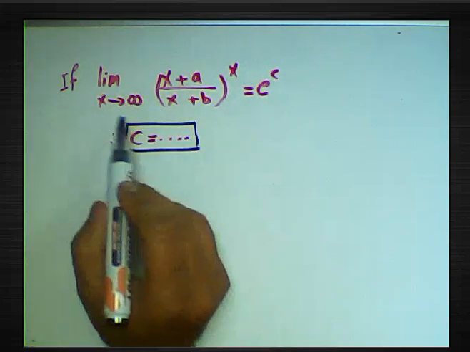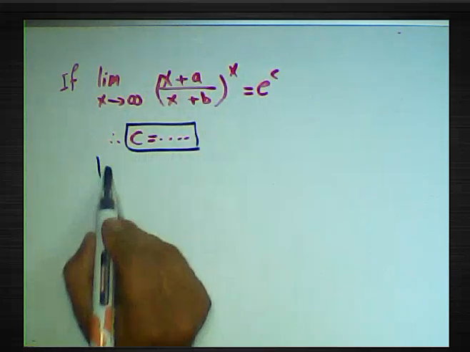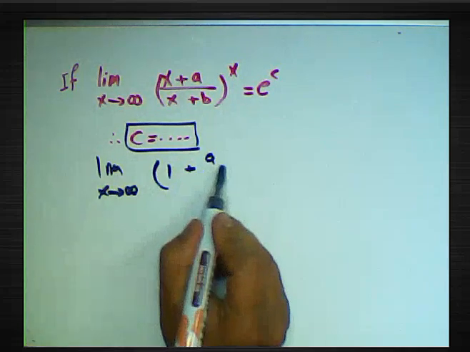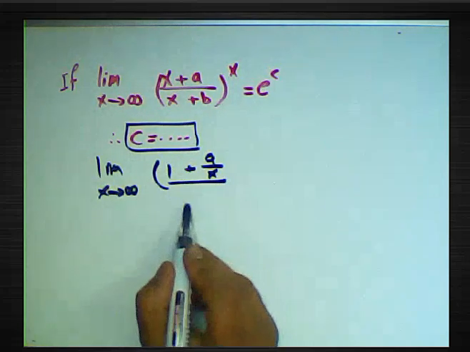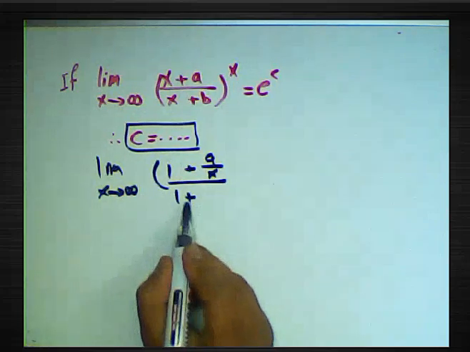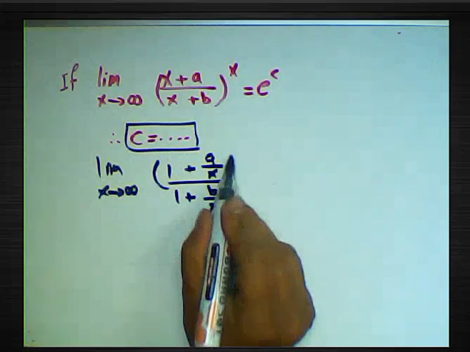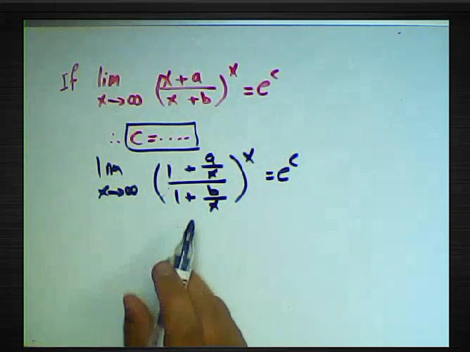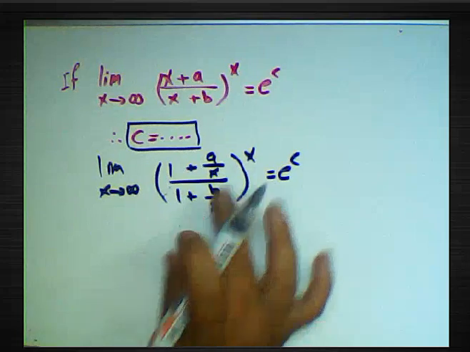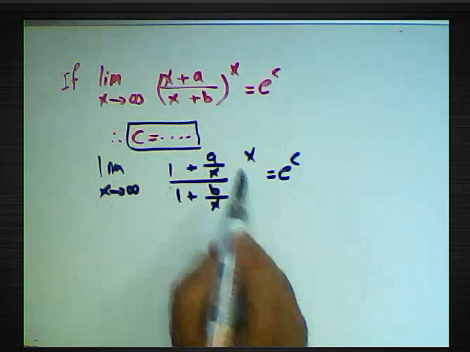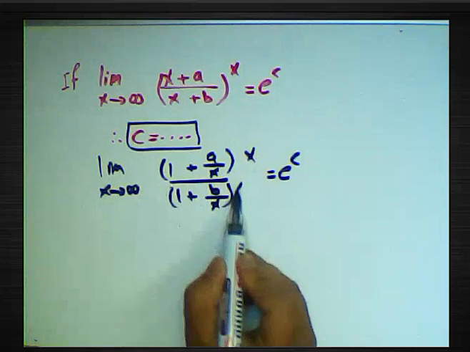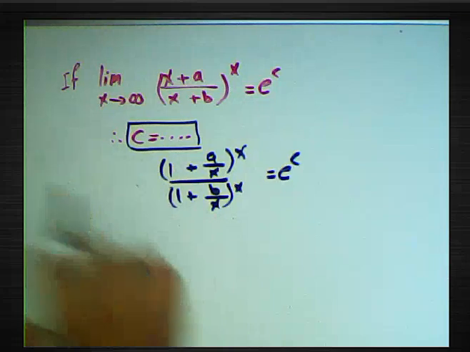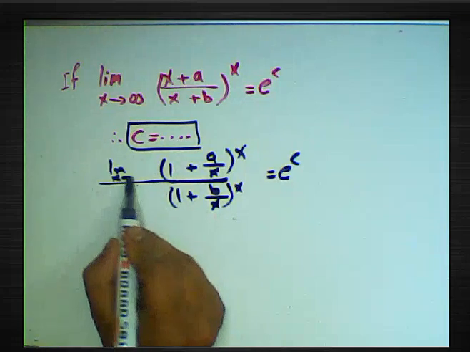We can simplify this example by dividing all terms by x. The limit as x approaches infinity of (x divided by x equals 1, plus a over x) over (1 plus b over x), all to the power x, will be e to the power c. Okay, understood? We can find the result by distributing the power to the numerator and denominator, power x here and power x here, and distributing the limit to the numerator and denominator.